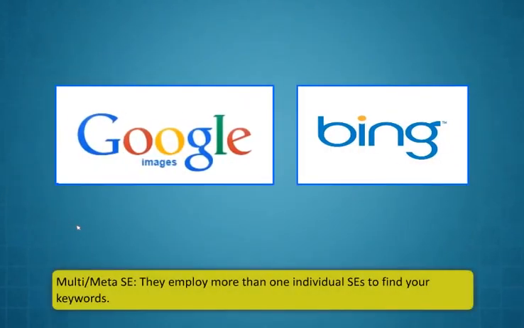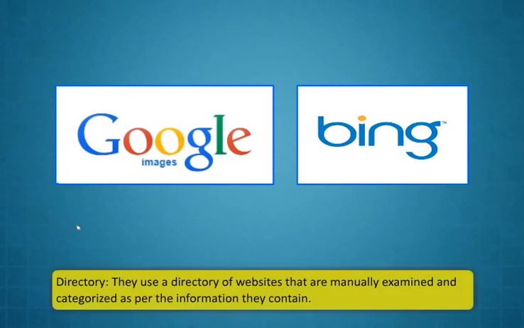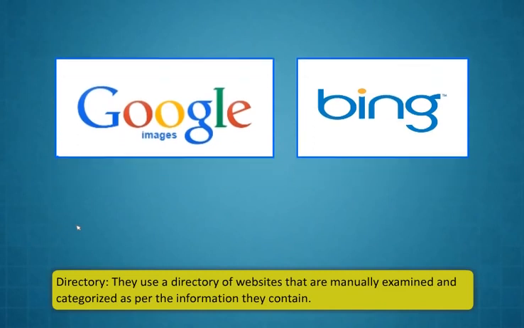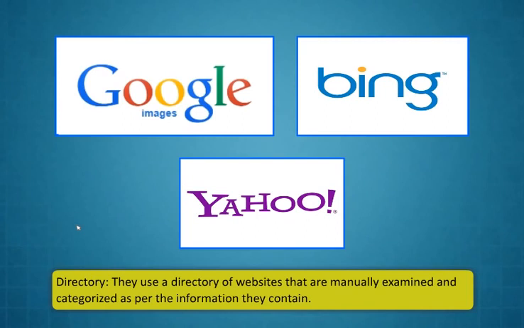Multi or meta SE employs more than one individual SEs to find your keywords. Google and Bing are examples of this SE. The directory uses a directory of websites that are manually examined and categorized as per the information they contain. Yahoo is an example of a directory SE.